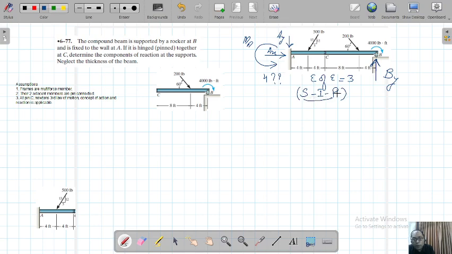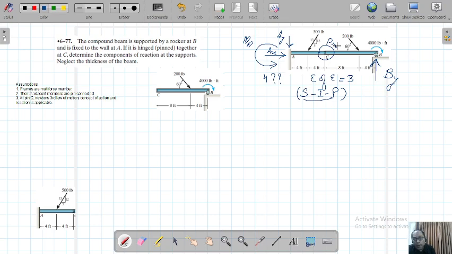In order to solve this problem, we have to break the compound beam into its respective components at A and C and C and B. A very important point is that this point here is going to be your pin. At the pin, we can break this compound beam into two respective components: from A to C and C to B.